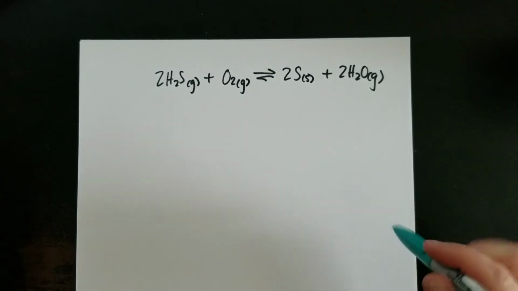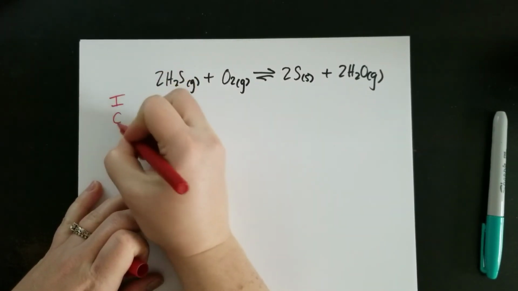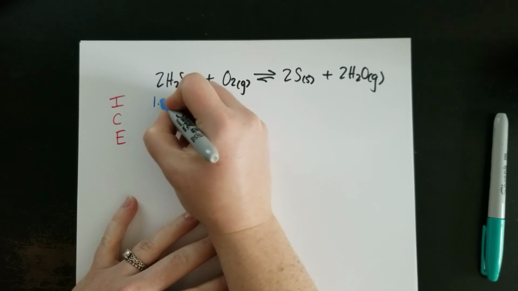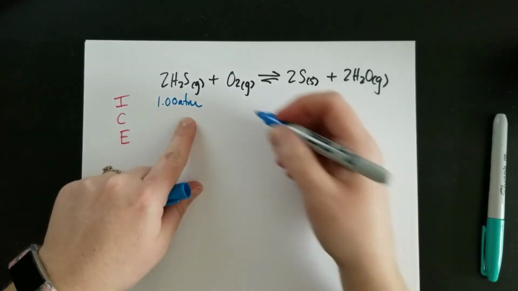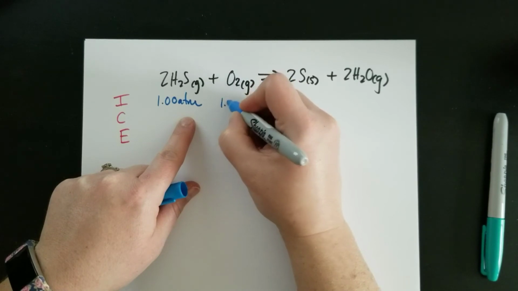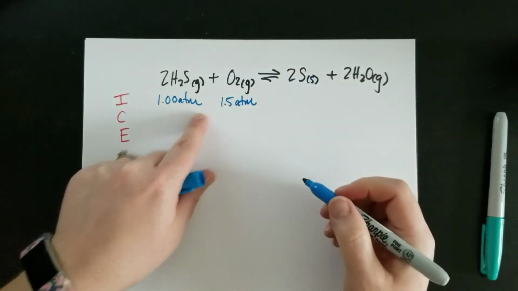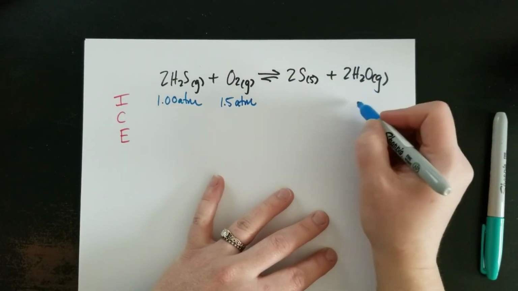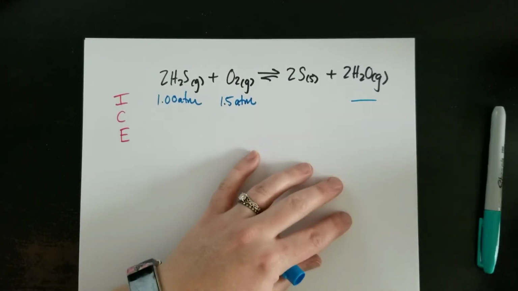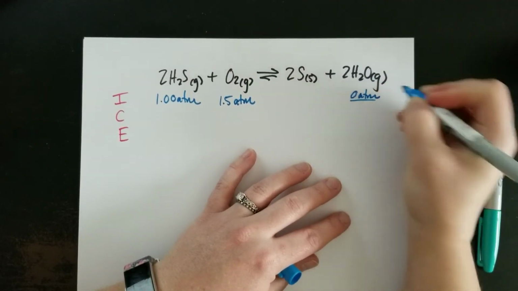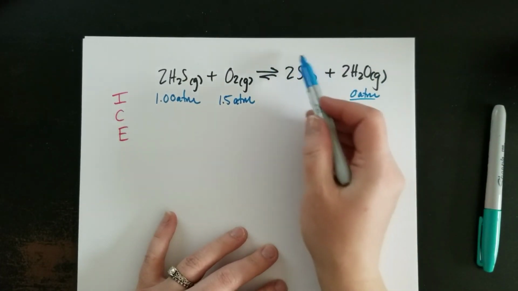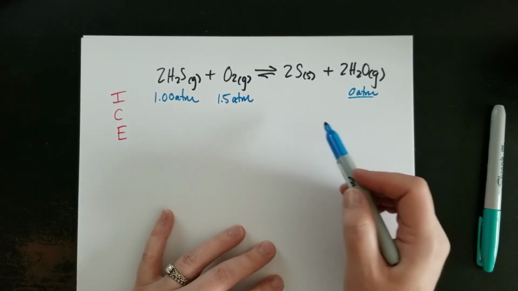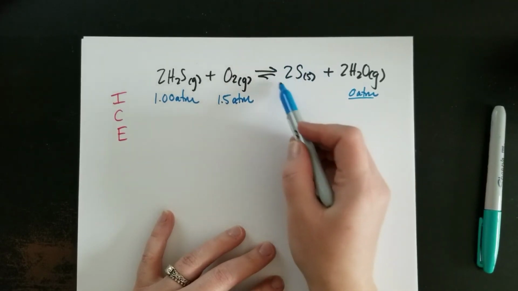And I want to point out here, if we write our ice table out for this problem, and let's pretend this is a situation where we've got, let's say, 1 atmosphere of H2S gas at the beginning. Let's say we've got 1.5 atmospheres of O2 gas at the beginning, and then we don't have any water present. Let's say 0 atmospheres present for the water. And then you've got this solid in here, right? If you're told information about the solid in an ice table type problem, note that this does not get incorporated into your K expression.